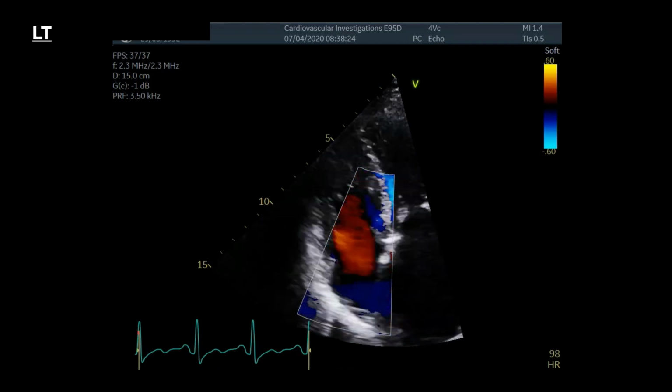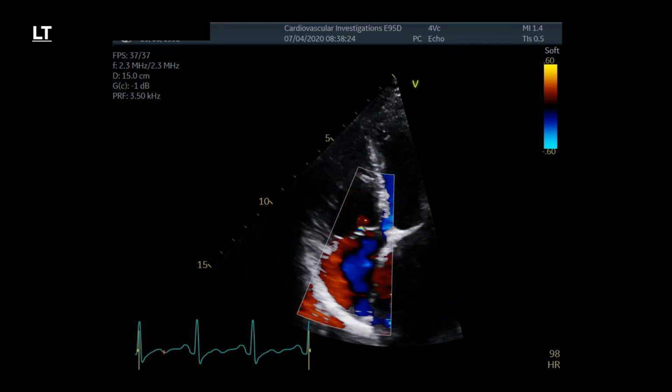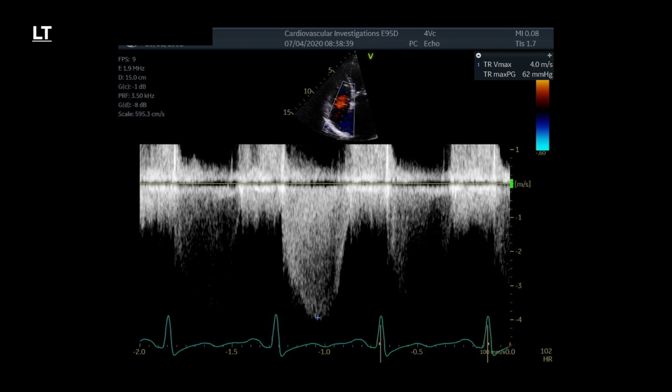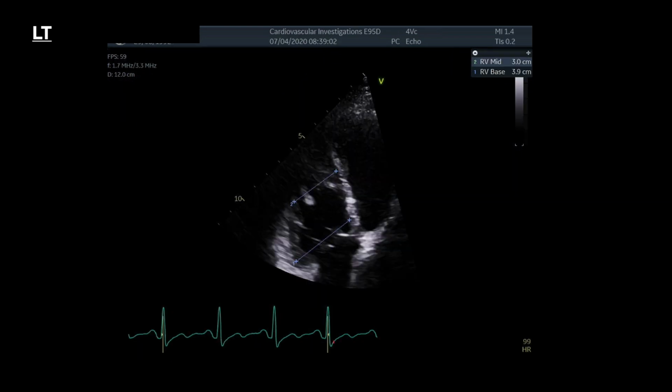And then again, looking at that TR jet with colour flow Doppler. And that's giving us a TR Vmax of 4 meters per second, corresponding to a pressure gradient of 62, which again is consistent with the elevation that was demonstrated before. These are linear measurements of the RV size, which are actually within normal range.